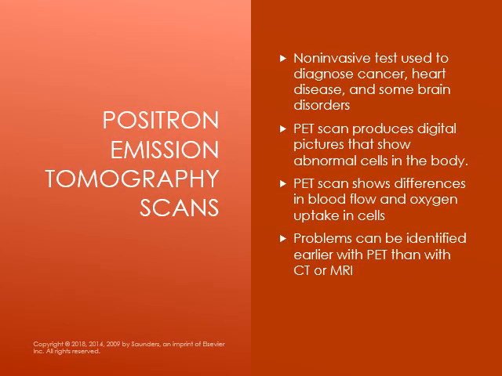Your PET scans are additional non-invasive procedures, and you can read more about the PET scans on page 423 in your textbook. These procedures are used to diagnose cancer, heart disease, and even some brain disorders. Your PET scans produce digital pictures that show abnormal cells in the body and show differences in blood flow and oxygen uptake in the cells. Problems can be identified earlier with PET scans than with CT or MRI scans.